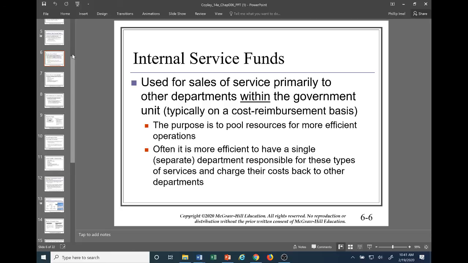So obviously, if we have operations going on in the general fund, capital projects, all this other stuff, it can be a little confusing. Stuff can get out of control, right? But if we pull it all into one fund, the internal service fund, to service all other parts, it's easier to keep up. We can be much more efficient if it's all housed into one unit, right? It's often more efficient to have a single separate department responsible for these types of services and then charge their costs back to the other departments, right? So we'll deal with all the activity in it so it's more efficient, and then we'll just charge back the costs to see what that net cost will end up being, right?